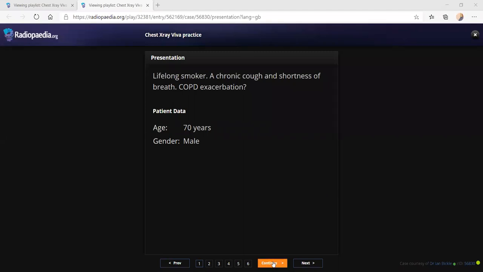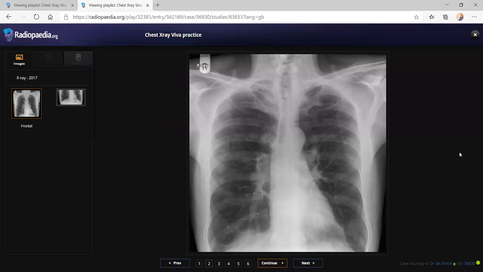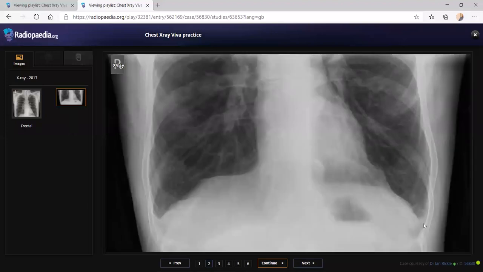Yeah. 70-year-old male, lifelong smoker, chronic cough and shortness of breath, COPD exacerbation. So this is the frontal chest radiograph of an adult patient, 70-year-old male with known COPD. I can identify that the lungs are hyperinflated, consistent with findings of COPD. The CP angles at the end of the film are not properly visualized. These are the CP angles. Yeah, the CP angles I can see. These are showing some pleural thickening.